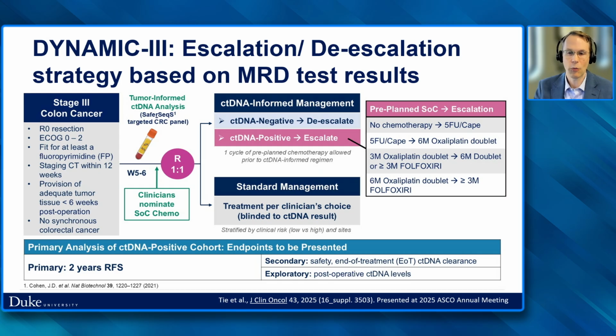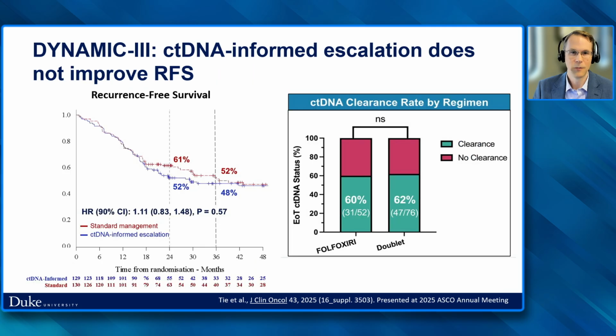For example, if they were planning 6 months of FOLFOX, the patients would get 3 months or more of FOLFOXIRI, or if it was 3 months of FOLFOX, they would get 3 months of FOLFOXIRI or 6 months of FOLFOX. So it was kind of an escalation strategy. And here at the ASCO annual meeting, they presented results from the escalation strategy. Could we give something more and change the outcome for a patient?